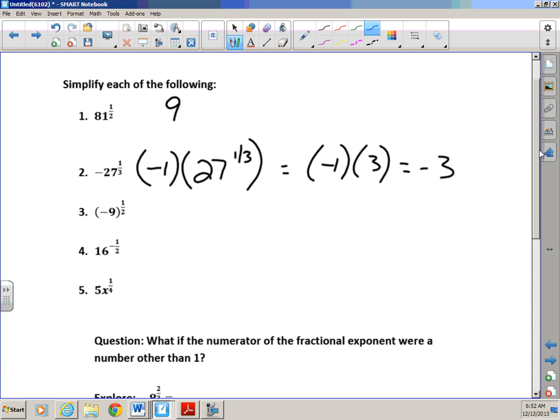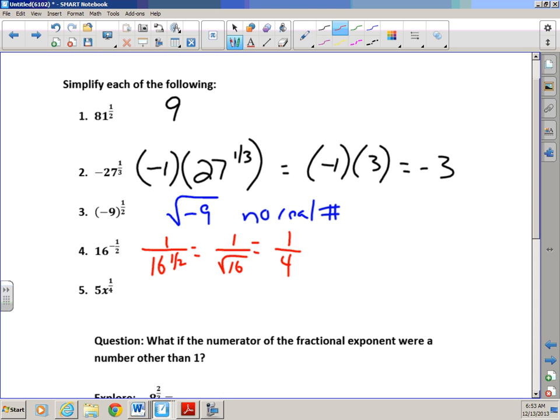Negative 9 to the 1/2 power means the square root of negative 9, because the negative sign is contained inside the parentheses. Well, what's the square root of negative 9? No real number. You've got to wait till Algebra 2 to get to that. Remember, why is that the case? Because no real number times itself gives me a negative. 16 to the negative 1/2 power. Well, let's remember our rules with negative exponents. I would rewrite it as 1 over 16 to the half, which is 1 over the square root of 16, which is 1/4.